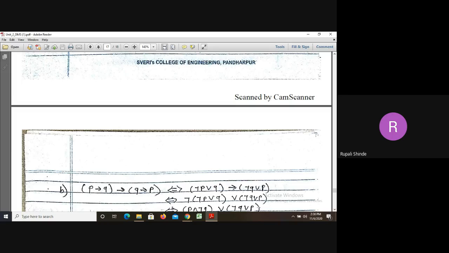So first of all, tell me, are you able to solve this example? Otherwise, we will see.